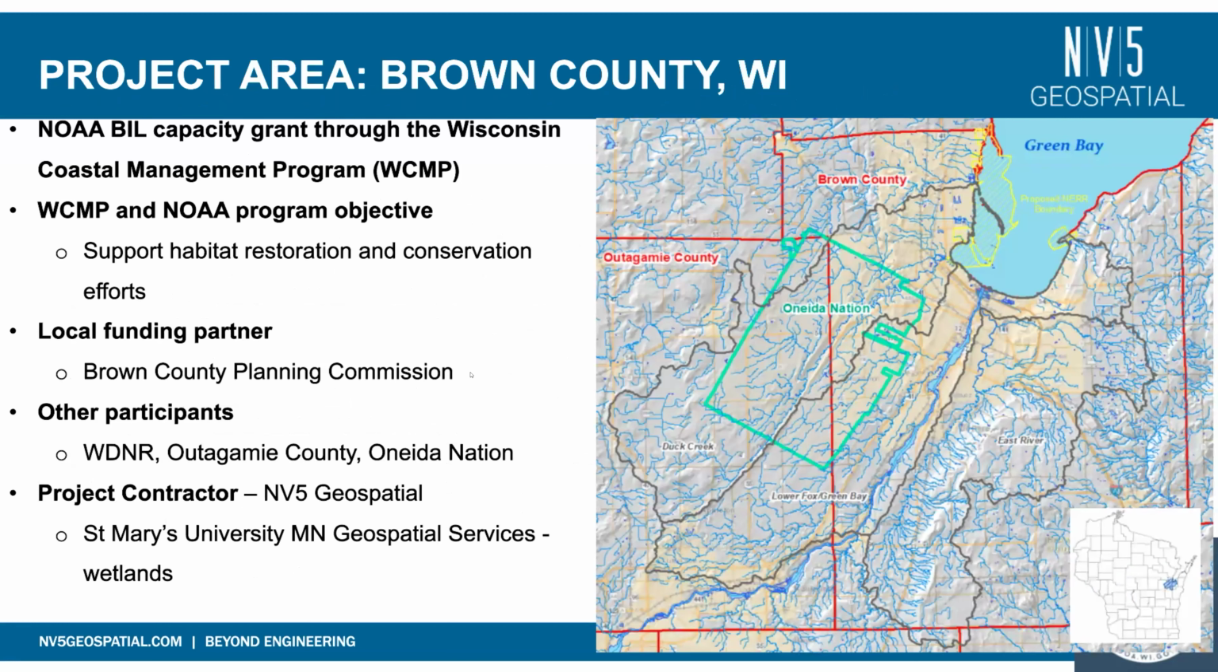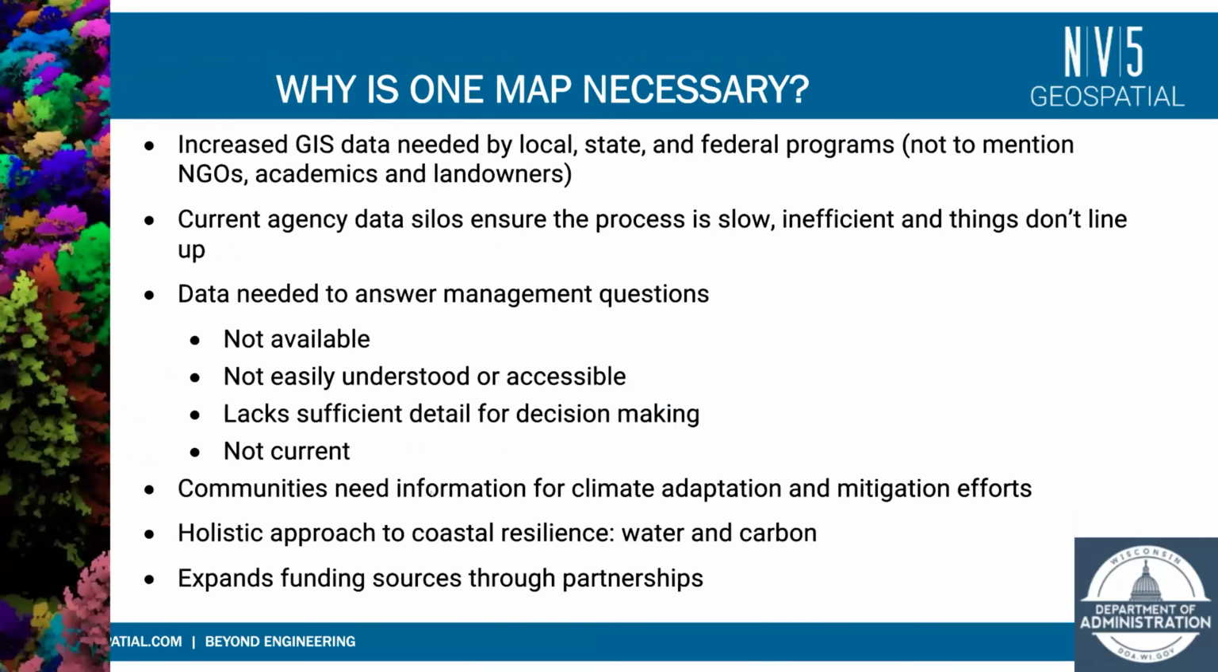So here's our little target area. Half of it is in Brown County and the other half is in Outagamie County. These are HUC 10s that flow into the Green Bay. They're a nice mixture of agriculture and urban and suburban, and right in the middle is the Oneida Nation, so we've got some really interesting partners on this project. Like I said, the Brown County folks are our nexus, our hub, and NV5 is our main contractor, and they've subcontracted with St. Mary's in Minnesota to do the wetlands part. I think that's all I have for this section, and I'm turning it over to Andrew.